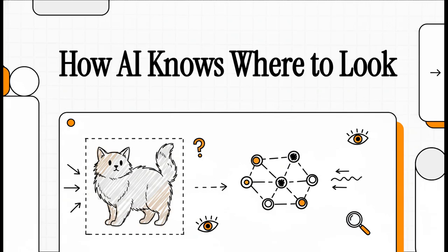You've probably heard a million times that AI can see, that it can pick a cat out of a photo, no problem. But have you ever really stopped and wondered how it goes from just knowing what's in the picture to knowing exactly where it is? That's the fascinating puzzle we're going to tackle right now.